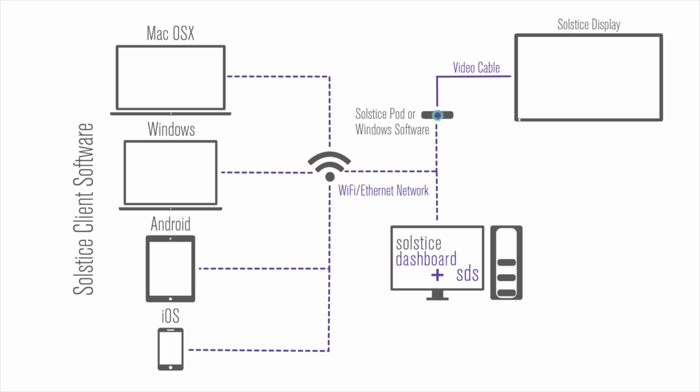Let's move to the left side of the diagram. On the client side, we support Mac OS X, iOS, Android, and Windows XP, 7, 8, and 10. These client devices need to be on the same network as the Solstice Pod or the Windows host in order to discover, connect, and share to the Solstice displays. The purple dashed lines denote network connections that can be either wired Ethernet or Wi-Fi. This is a simple network diagram, but Solstice is all routable TCP traffic, so it can cross subnets or VLANs. Just like any other IT service, it can be routed to discover and communicate across your network.